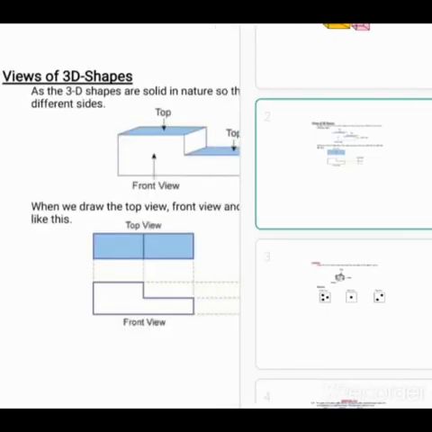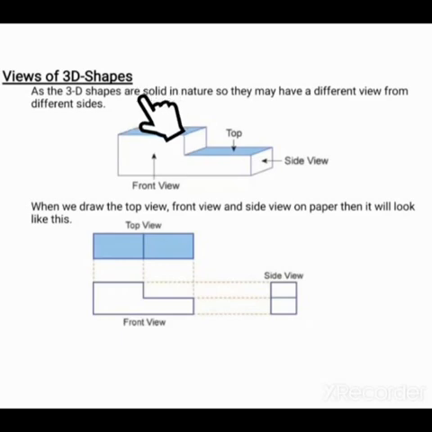Now, views of 3D shapes. As 3D shapes are solid in nature, they may have a different view from different sides. Now here one figure is given. This is the front view, this is the side view, and this one is the top view. When we draw the top view, front view and side view on paper, then it will look like this. See students, it will look like this.